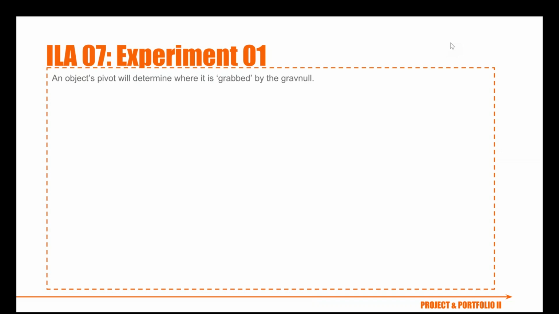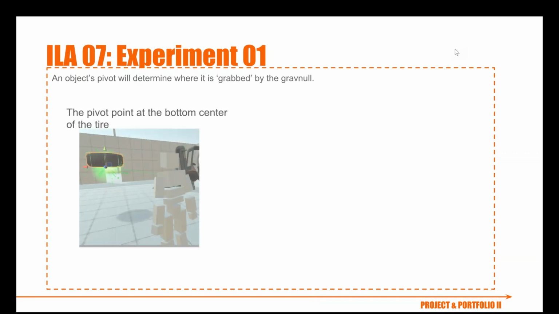All right, so another thing to keep in mind when setting up your objects to work with the Gravnull is where that object's pivot point is located, which is going to determine how that object is picked up with the Gravnull. Right, so here you can see as an example, the tire has the pivot point at the bottom center of the object, and you can see that's being picked up in the center point of the Gravnull. That is where that object is being moved to, right? So that bottom pivot point is moving to the center of the Gravnull. You can see it looks a bit offset.